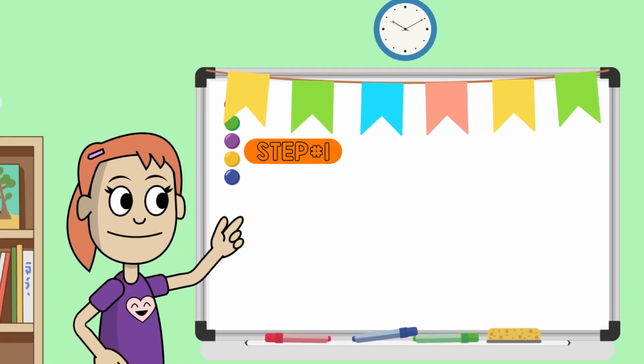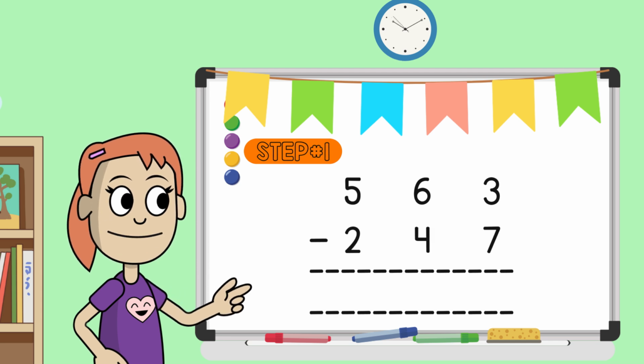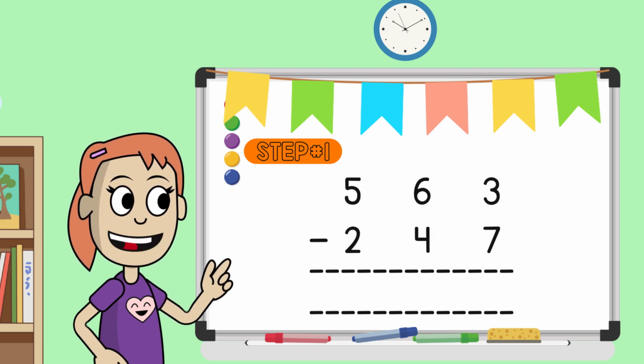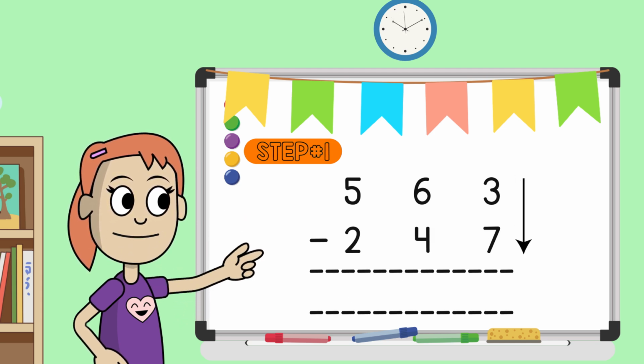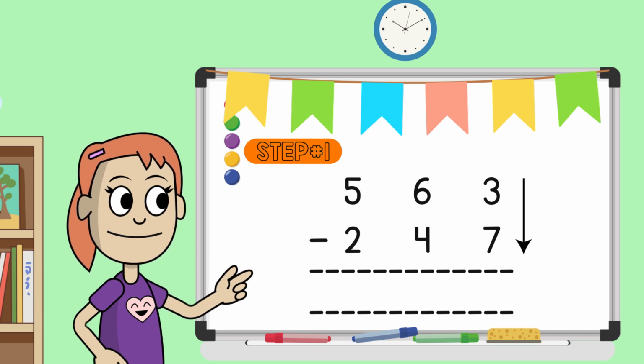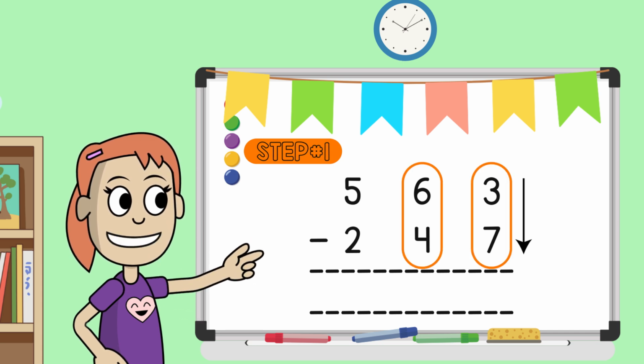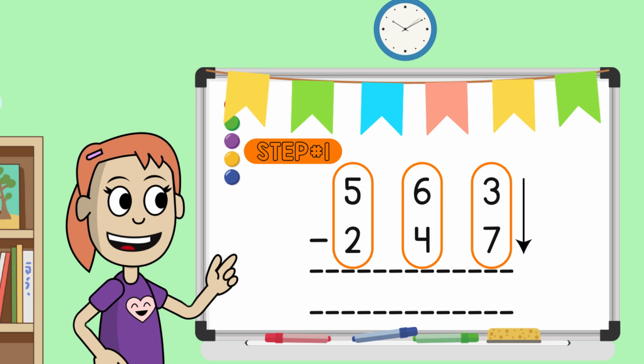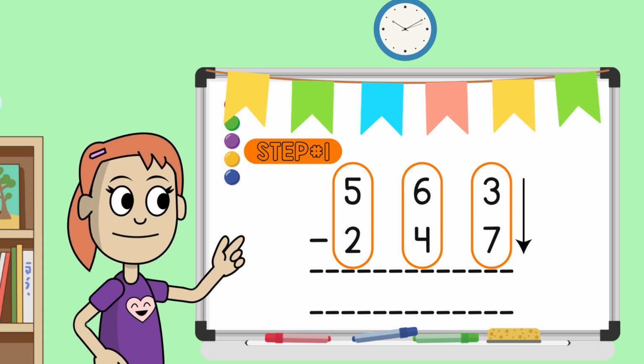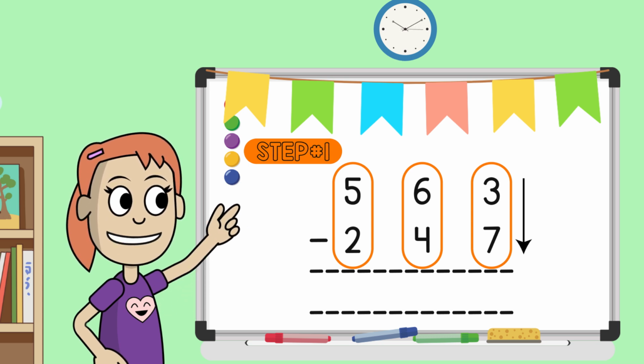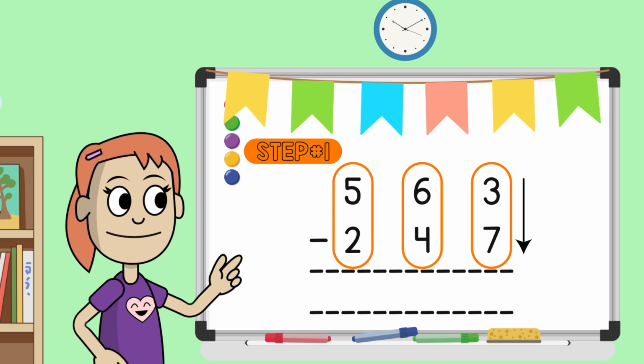Step 1. Write the numbers. First, you need to write down the numbers you want to subtract. Make sure to line them up vertically by their place values. Write the ones under the ones, the tens under the tens, and the hundreds under the hundreds. If we are subtracting 247 from 563, it would look like this.